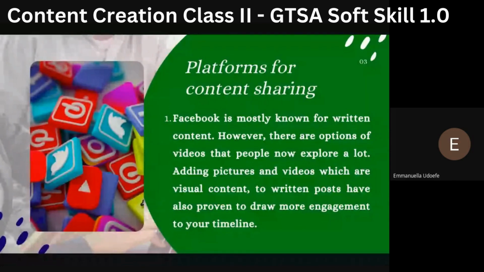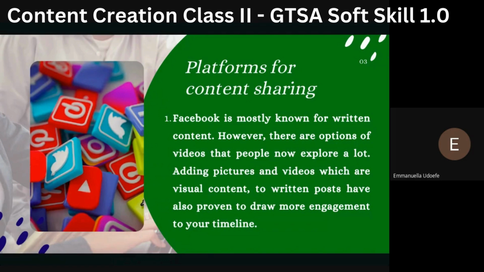But for instance, if I notice that engagement has dropped, that's just a tip for you. If I notice that engagement has dropped for a while, or I am not posting at the time that I normally would post and drive engagement, I will add a picture.